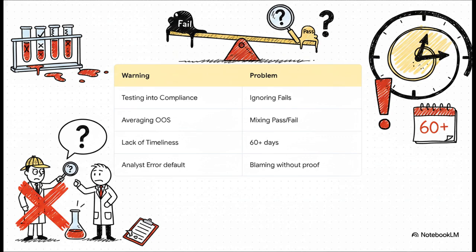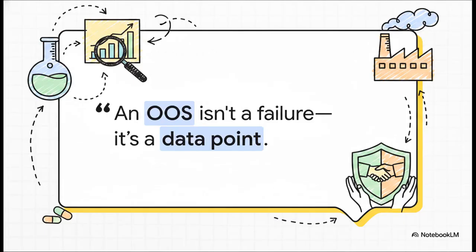And finally, my favorite, defaulting to analyst error. Lazily blaming the human without rock-solid proof just to avoid throwing out a batch is a fast track to serious regulatory action. If you remember absolutely nothing else from this explainer, remember this. An out-of-specification result is never a failure. It's a data point, right? It is this incredibly vital piece of evidence that, when investigated with a robust process, protects both the end patient taking the medication and the company making it.